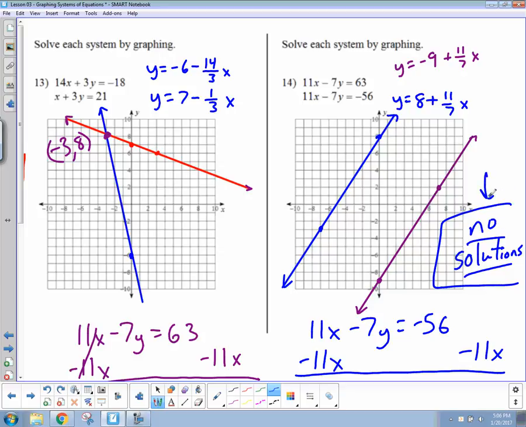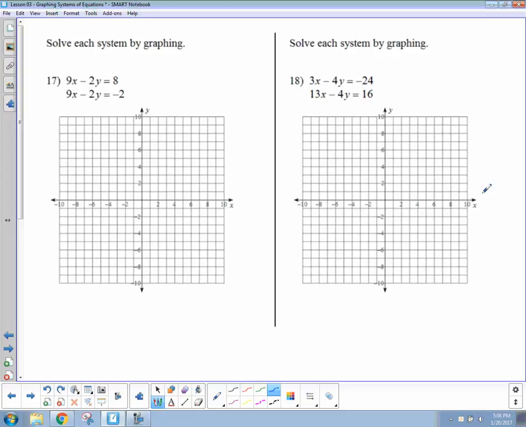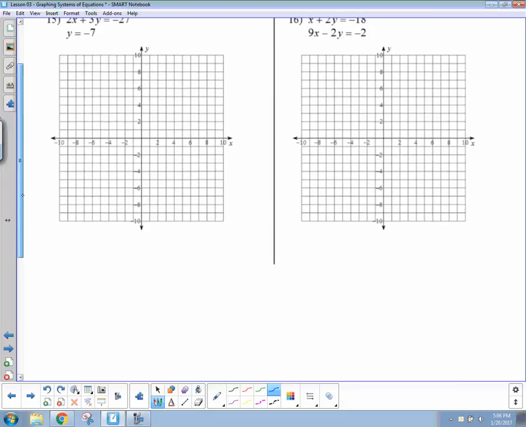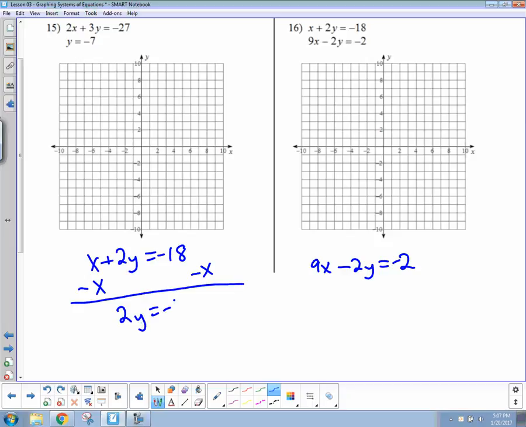Let's look at one more. I think we did 15 in class. Let's see. Yeah, let's do 16. So again, x plus 2y equals negative 18. 9x minus 2y equals negative 2. Subtract x from both sides. Draw your line. 2y equals negative 18 minus x. Divide by 2.